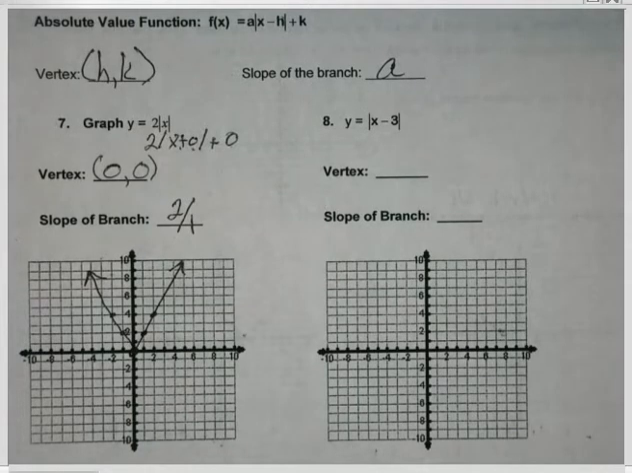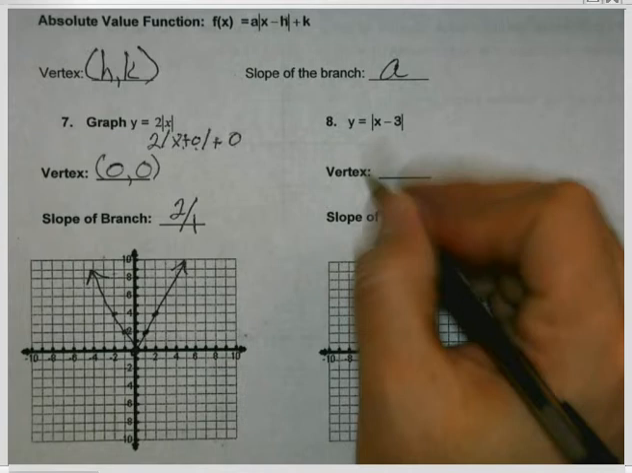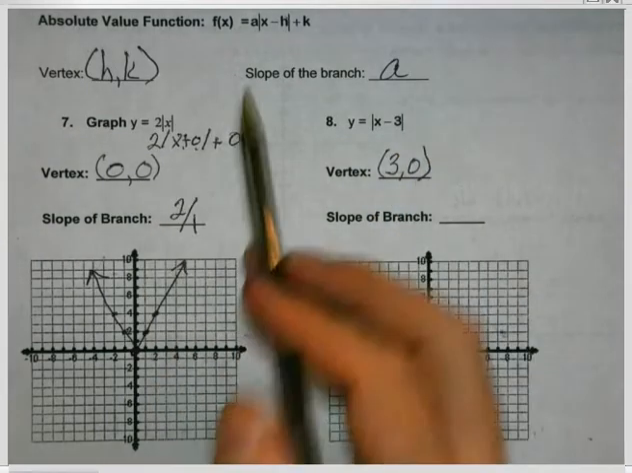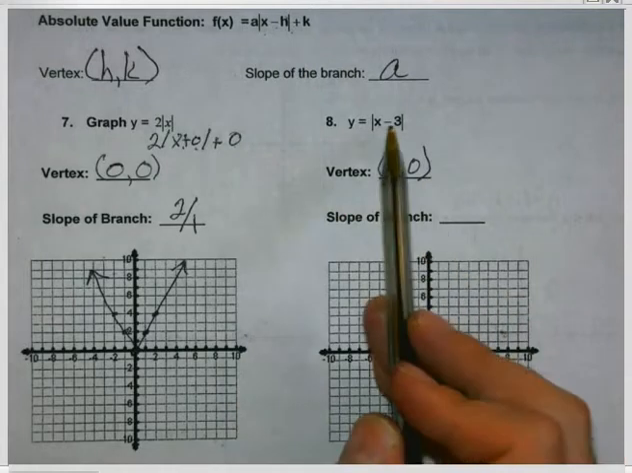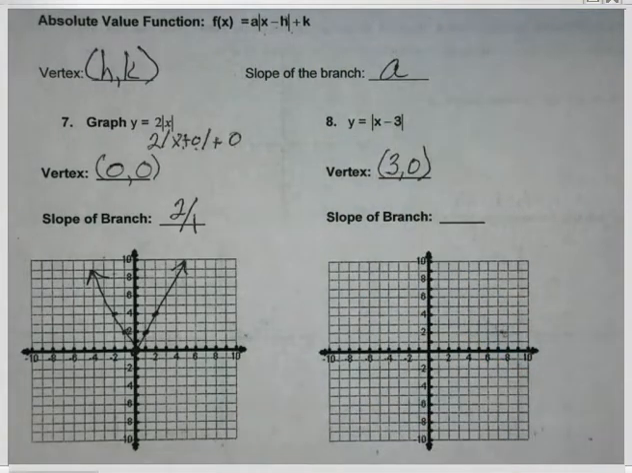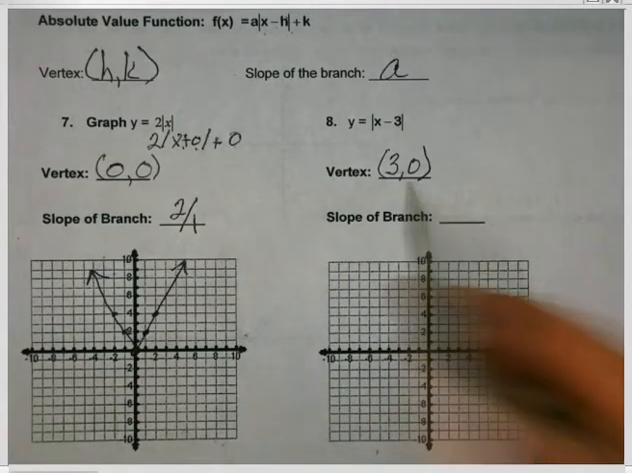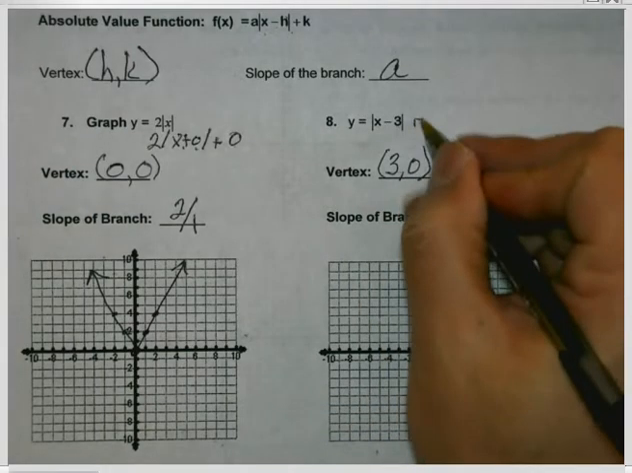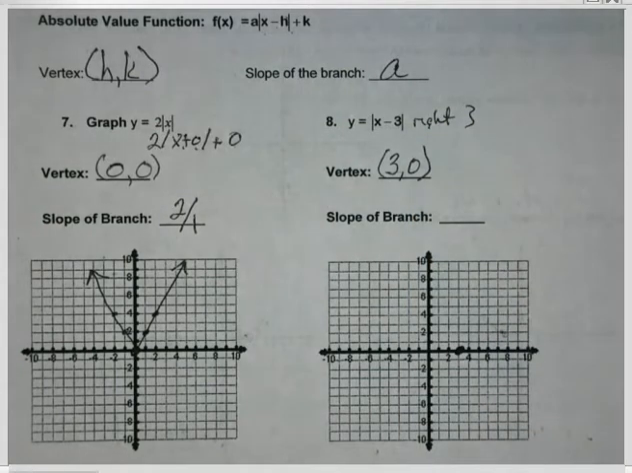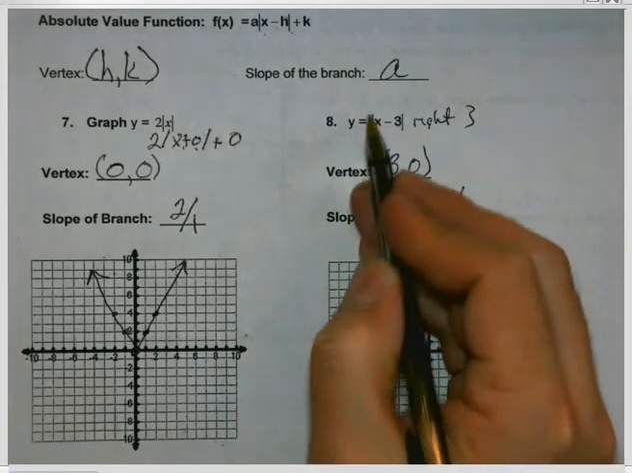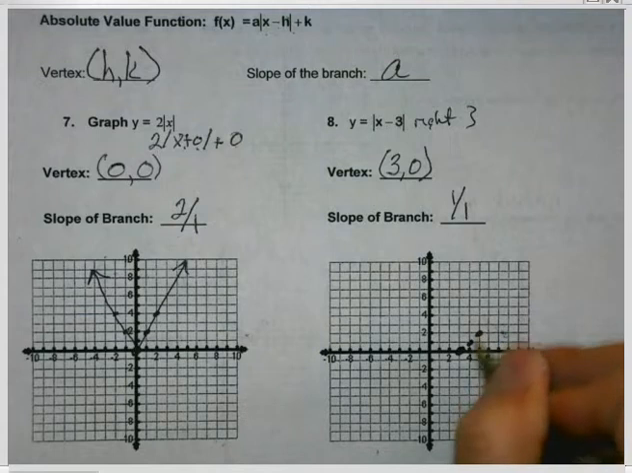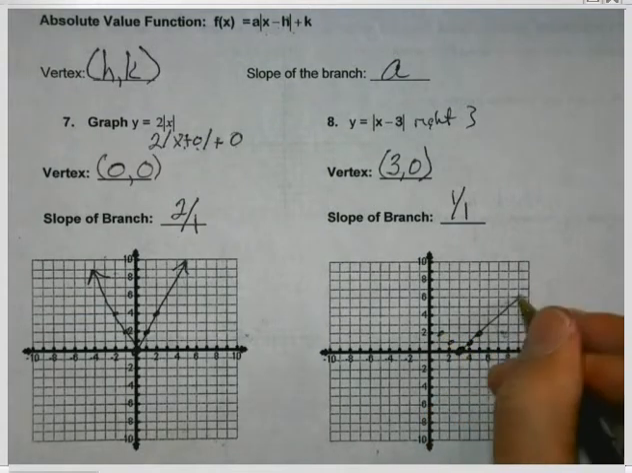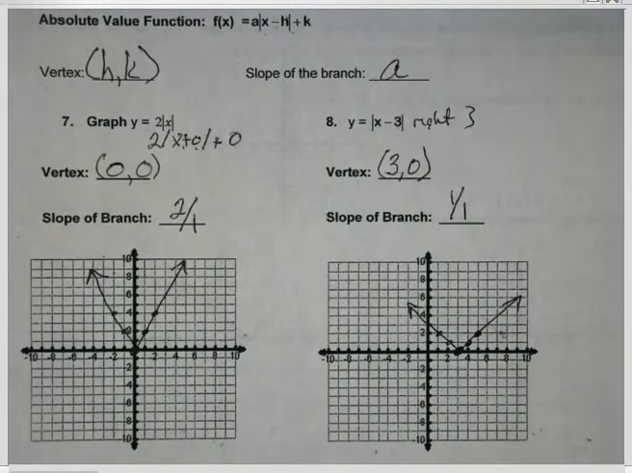So with that in mind then, what's the vertex going to be on number 8? Okay. 3, 0, because since my normal format is minus h, whatever sign I see inside the absolute value is going to be the opposite of what I would normally think. So my vertex is going to be 3, 0 because I shifted right 3. What's my slope of my branch going to be? It'll just be 1, or 1 over 1, because I don't see a number in front of it. Up and over, up and over. Those go out. So once you get the basics down, it makes life pretty simple.